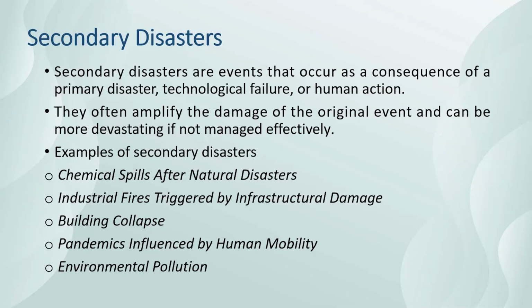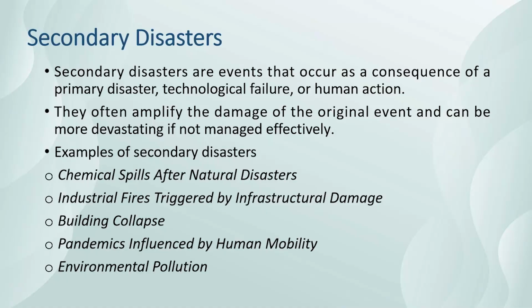Industrial fires triggered by infrastructural damage: an earthquake or an explosion may damage electrical systems, leading to large-scale fires in factories or urban settlements. And building collapse is another type. Poorly designed buildings or those weakened by a primary disaster can collapse later, causing additional casualties.